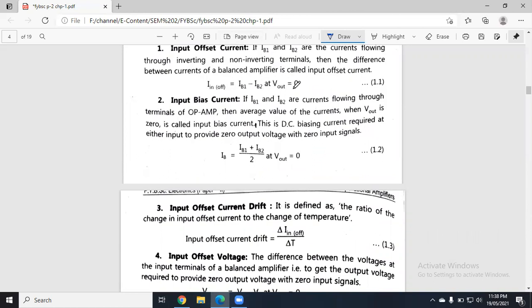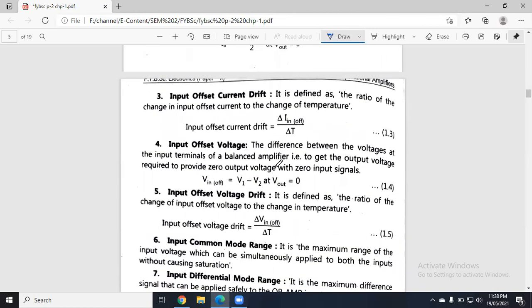What is input bias current? If IB1 and IB2 are currents flowing through the terminals of op amp, then the average value of the current when V out is 0 is called the input bias current. Suppose we have two different currents flowing through the two different terminals of op amp, then the average value of these two currents is your input bias current. But the condition is that whenever you are calculating input bias current, your output should be 0. See here, IB1, IB2 are my two different currents. How to calculate the average? Add them and divide by 2. Okay, so this is how input bias current can be calculated.